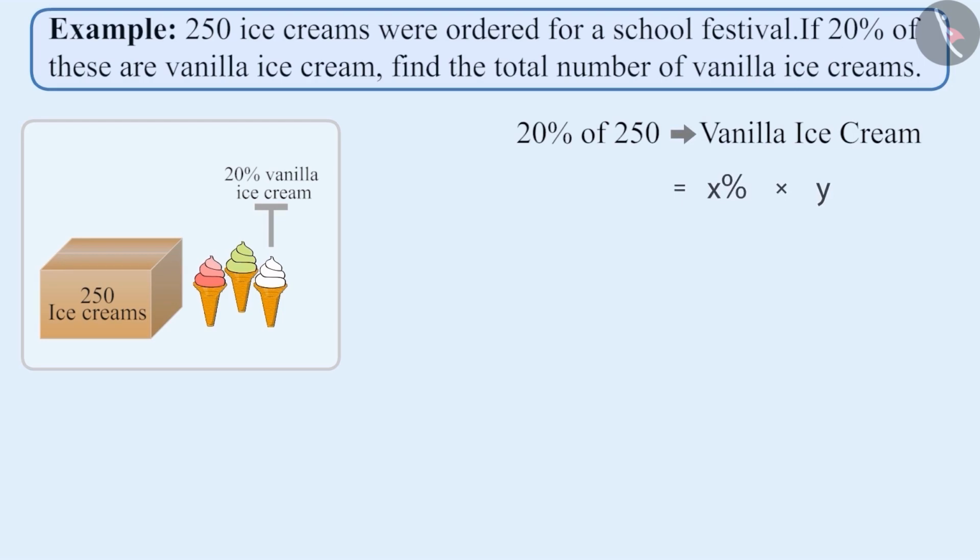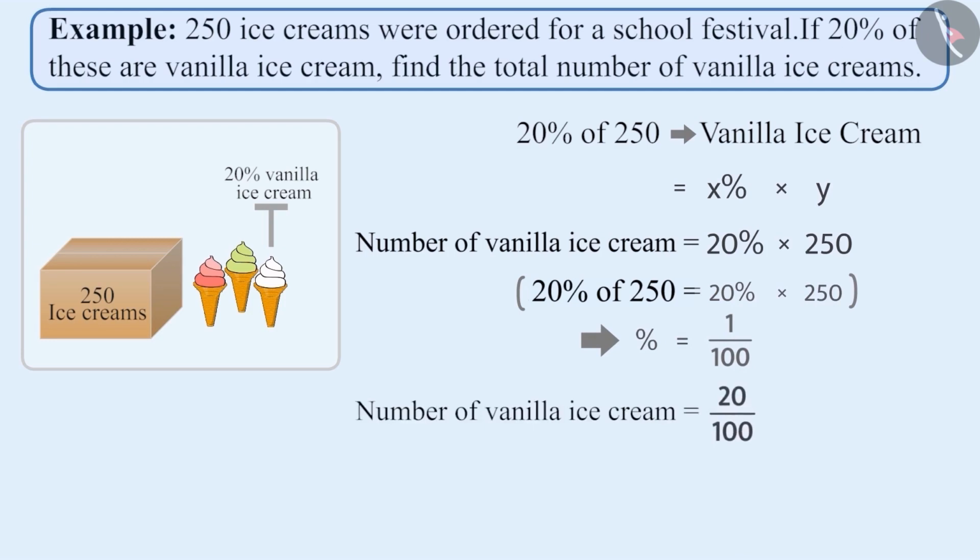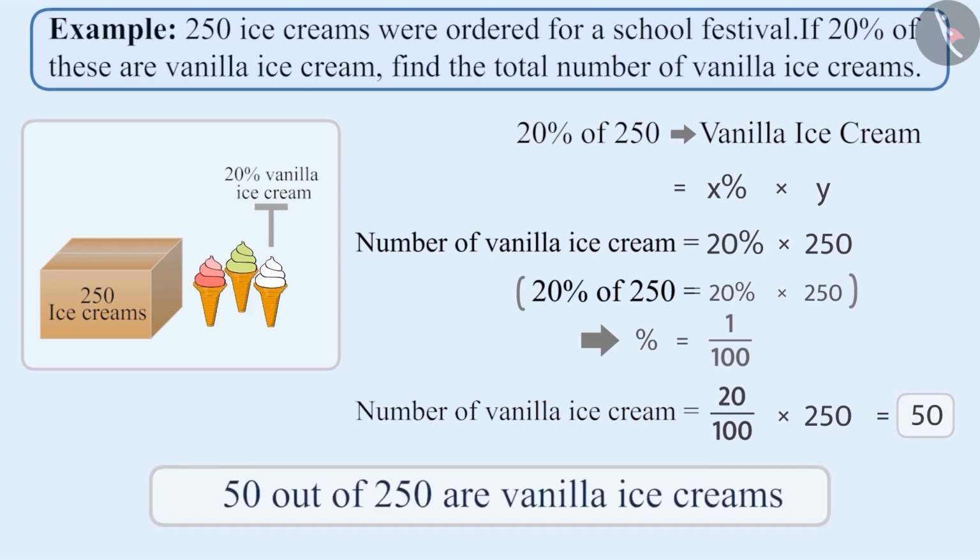Thus, the quantity of vanilla ice cream is equal to 20% into 250. Since percentage is 1 by 100, the number of vanilla ice cream is equal to 20 by 100 into 250, which is equal to 50. That is, 50 out of the 250 are vanilla ice creams.